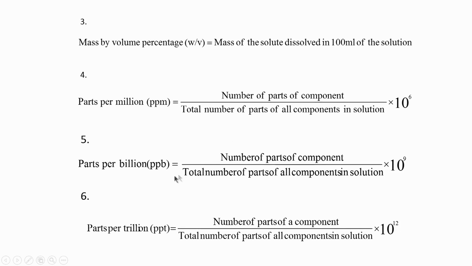Okay. A concentration 1000 times smaller than that is parts per billion, that is 10 raised to minus 9. To express substances at the parts per billion level, you take the number of parts of the component, divide it by the total number of parts of solvent, etc., and multiply it by 10 raised to 9.